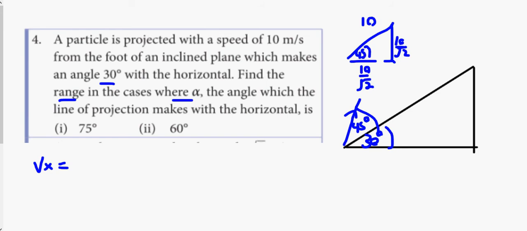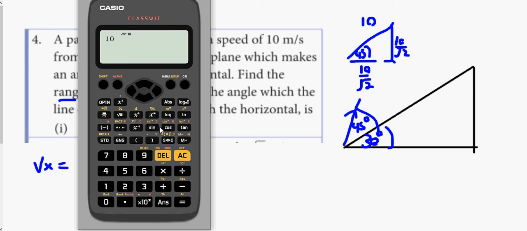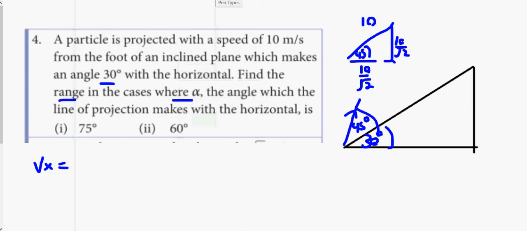You aren't sure? 10 cos 45. 5 root 2 is the same thing, actually. If I did 10 divided by root 2, the answer is also 5 root 2. So both answers are correct, but being honest, 5 root 2 is a bit tidier, isn't it? No fraction, so we'll go with 5 root 2.